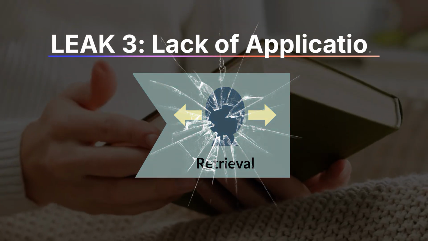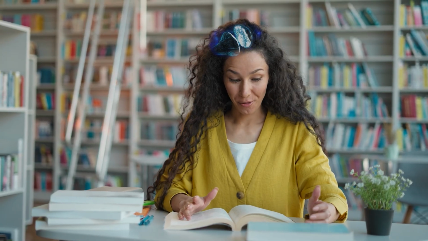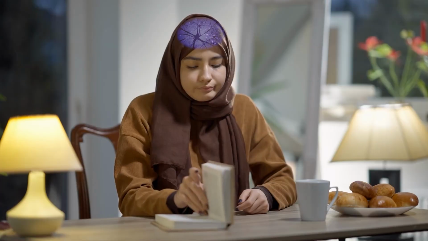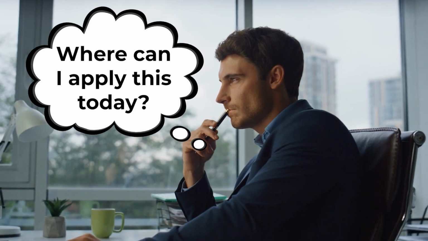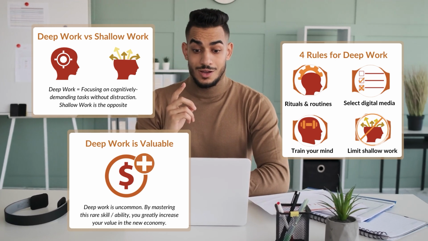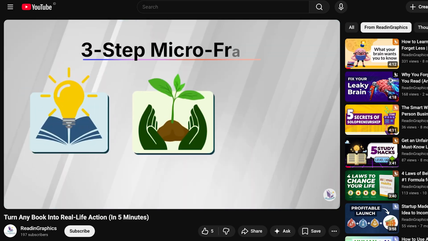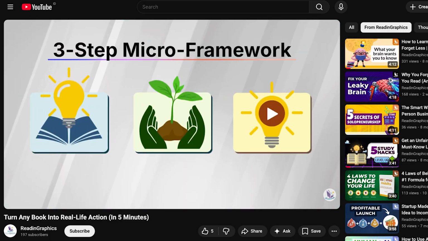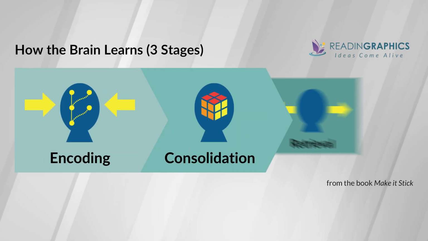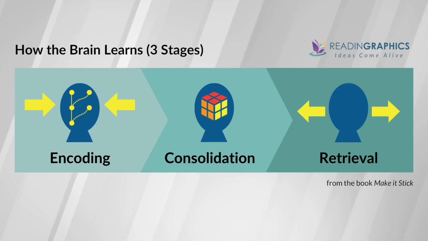Leak number 3. Lack of application. Every retrieval attempt strengthens your neural pathways, but when you never use what you have learned, the pathway fades and the knowledge disappears. When you review an idea, don't just think, I should use this. Ask, where can I apply this today? Each time you apply an idea, even in a tiny way, you strengthen the neural pathway. You can check out this video for 3 steps to translate any book idea into an actionable step in 5 minutes. Can you see how knowing your brain's learning process can lead to better outcomes?